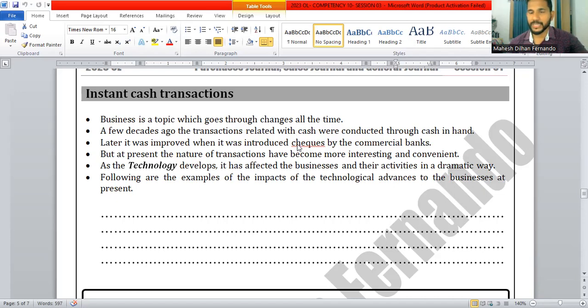I will send you the paper photos, and after covering the syllabus we will discuss it until we start the grade 11 syllabus officially.